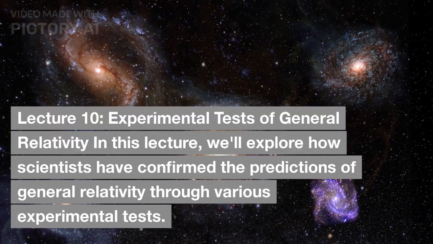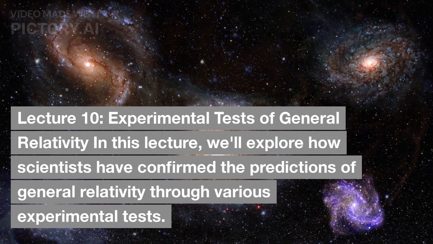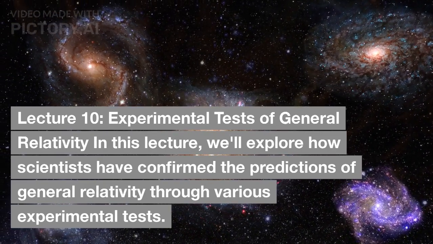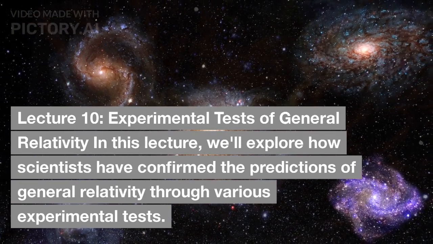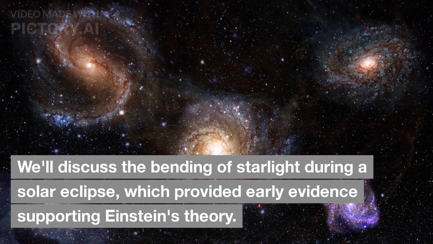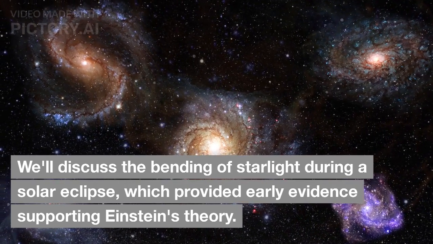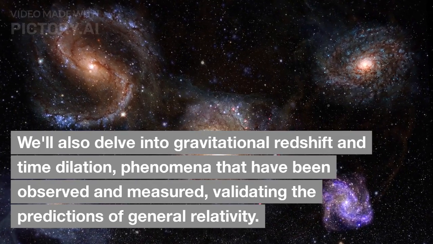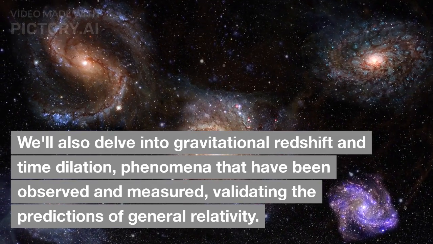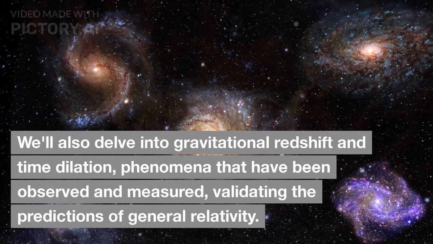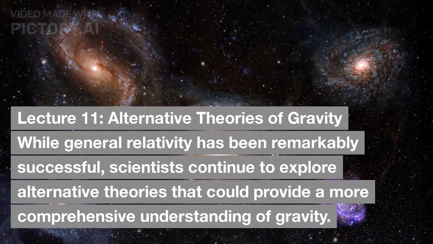Lecture 10. Experimental tests of general relativity. In this lecture, we'll explore how scientists have confirmed the predictions of general relativity through various experimental tests. We'll discuss the bending of starlight during a solar eclipse, which provided early evidence supporting Einstein's theory. We'll also delve into gravitational redshift and time dilation, phenomena that have been observed and measured, validating the predictions of general relativity.